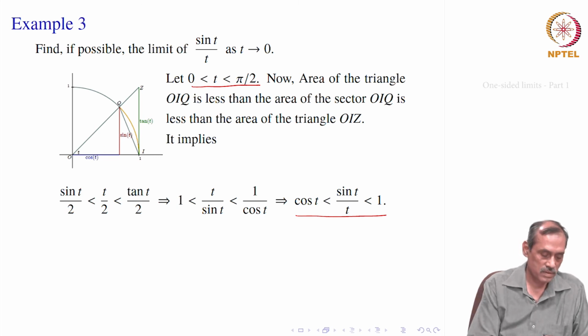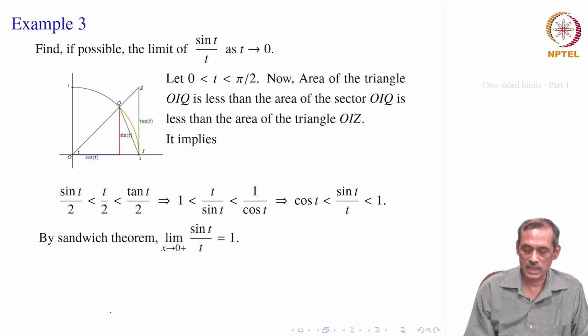Now, since T goes to 0, we will be taking the limit. By the sandwich theorem, cos T as T goes to 0 plus has limit 1, and the right side is a constant function 1. Therefore, the limit as T goes to 0 plus of sin T by T is equal to 1. This is for the right side limit. What happens for the left side limit?